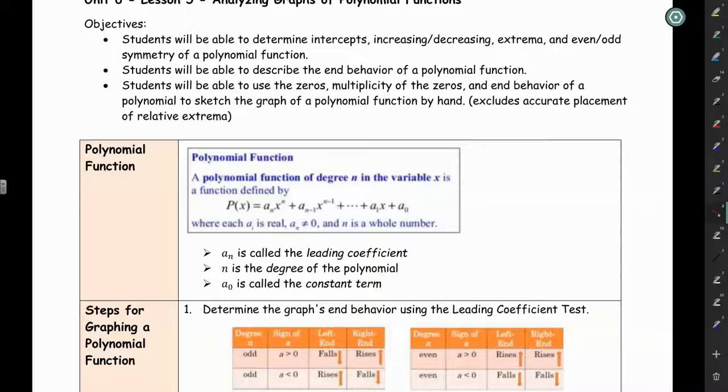Hi everyone, in this lesson we're looking at analyzing graphs of polynomial functions. And we have the definition of a polynomial function right here. The most important thing to notice is that when we have a polynomial in standard form, the degree of the first term is going to determine the degree of the polynomial, and that's going to help us do the graphing.